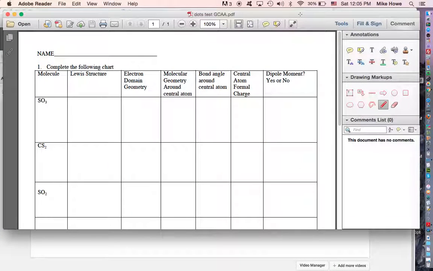All right, so this is the dot diagram section. It may not be the same as your test, but I will try and go slow enough that I'm explaining how to do it again, so you know what to think about.